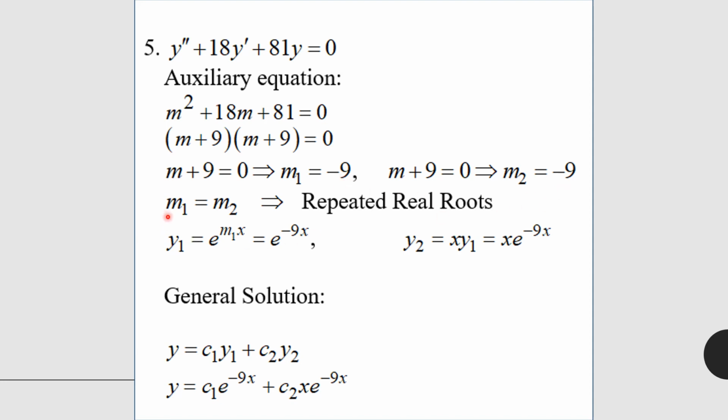So m1 is equal to m2. So we are looking at case number 2 again, repeated real roots. So y1 is e to the m1x and y2 will be x times y1, which is x e to the power of negative 9x. And this is the general solution.